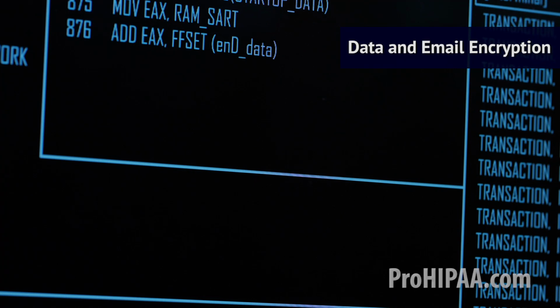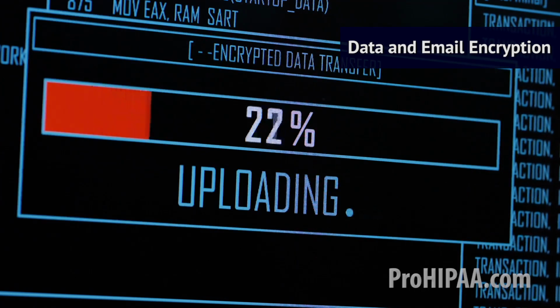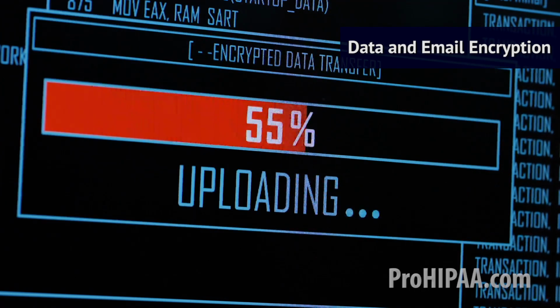In addition, you will need to implement technical security measures that guard against unauthorized access to protected health information that is being transmitted over an electronic network. An example of a technical safeguard would be data encryption and using strong passwords to protect files from unauthorized access.